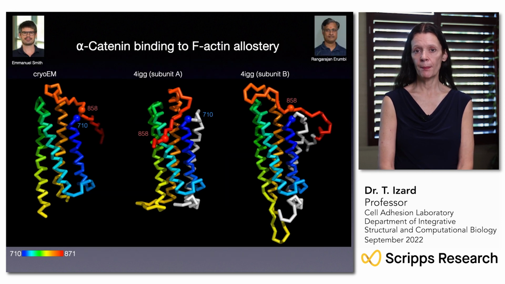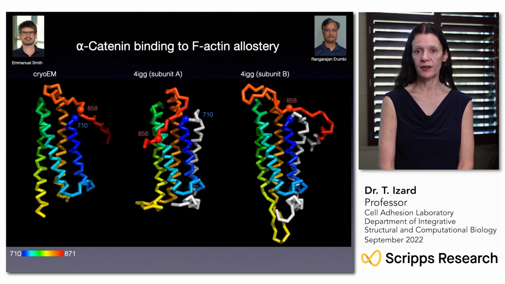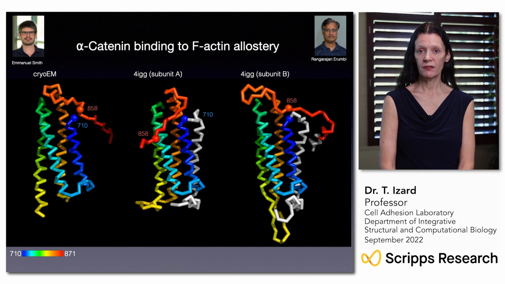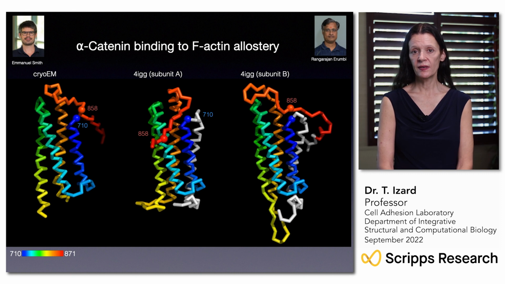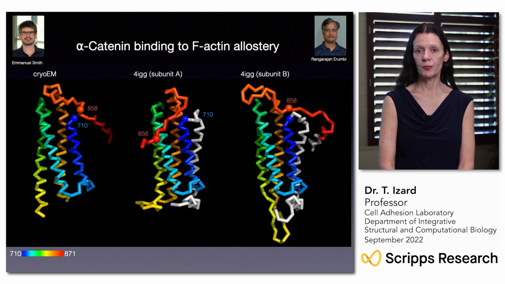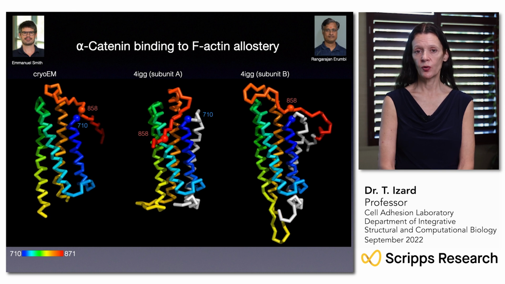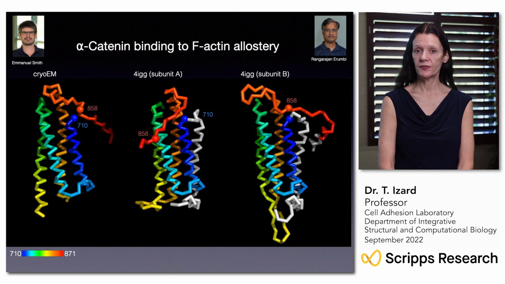When we compared Emmanuel's F-actin-bound alpha-catenin structure with Rangarajan's dimeric alpha-catenin crystal structure, we see that in the so-called A subunit, the amino terminus, which is shown in red, is also detached from the F-actin binding domain, but it points in a different direction.